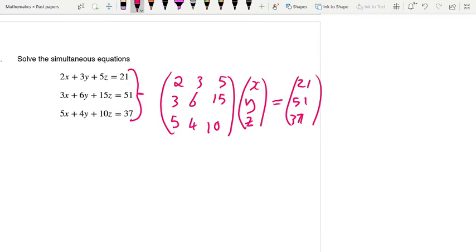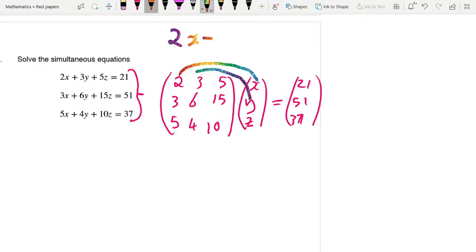The reason why this works is, 2 maps with the x, so doing multiplication this will be 2x. The 3 maps with the y, 3y, and the 5 maps with the z, plus 5z, and on the first row this equals the 21. So this is how they map the matrix to this simultaneous equation.